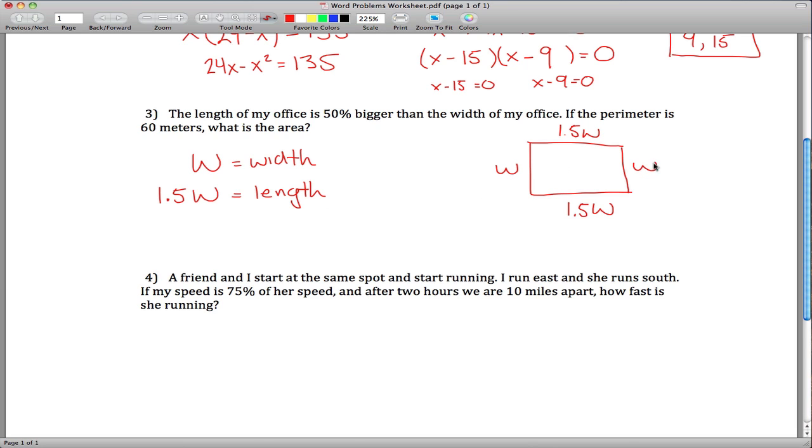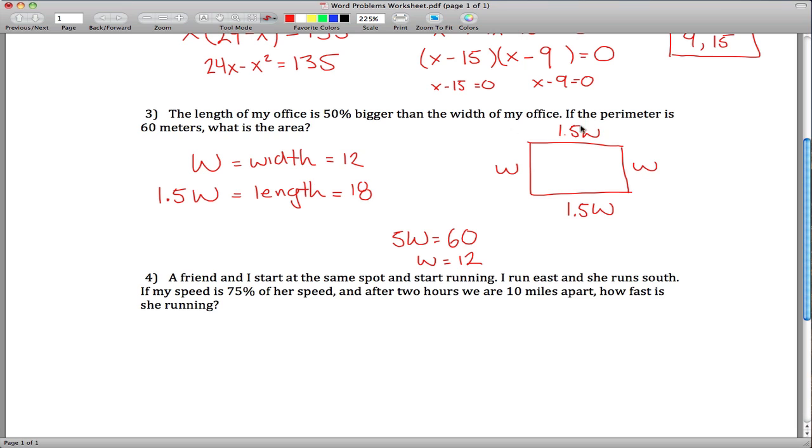So that is this plus this plus this plus this. So let's see, 1.5 plus 1.5 more gives us 3, 4, 5. So 5W equals 60 meters. Divide both sides by 5 and you get that the width is 12. Okay, if the width is 12, we can figure out the length. Let's see, maybe I'll put that up here. The length is 1.5 times the width. So 1.5 times 12 ends up being 18.